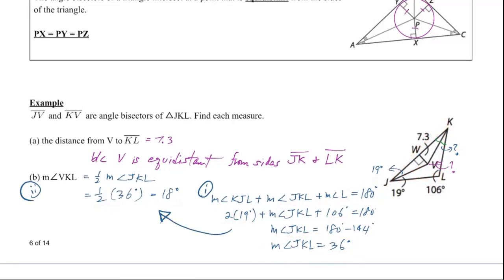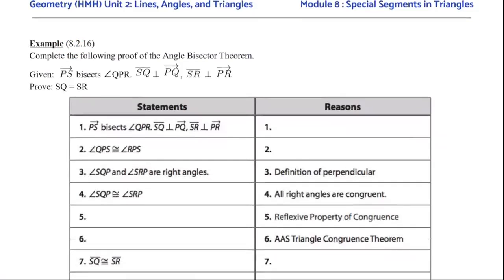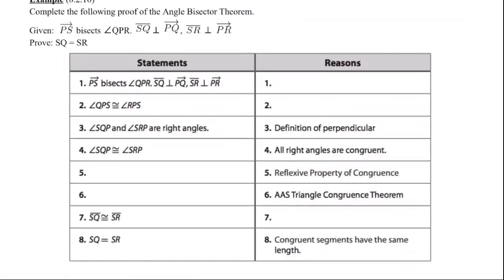All right? Okay. So let's look at this example. This is from your textbook, Module 8, Lesson 2, question number 16. Complete the proof of the angle bisector theorem. But you know, to visualize this, I think we should draw a picture, don't you think?